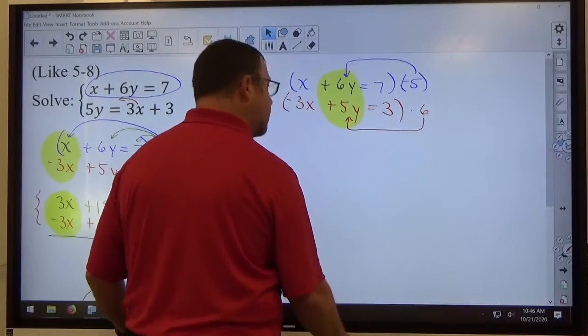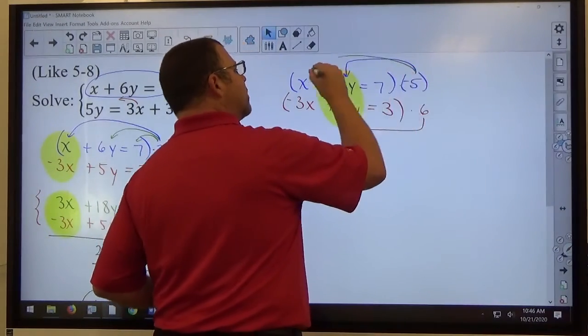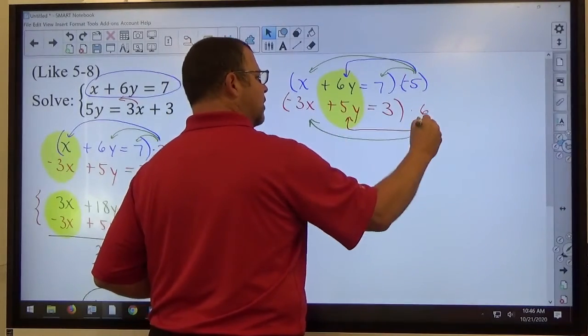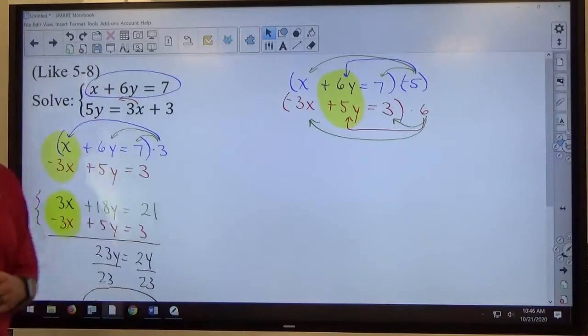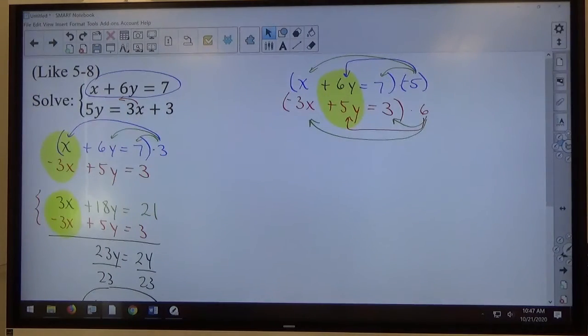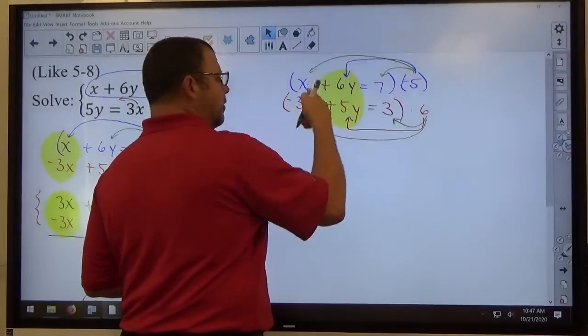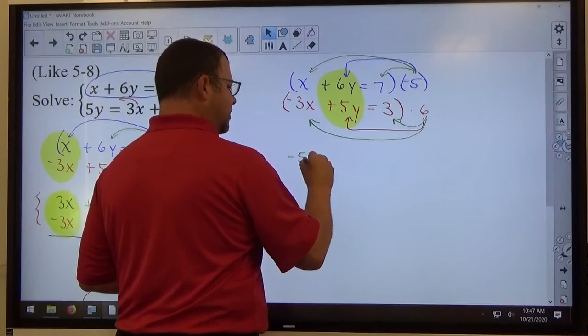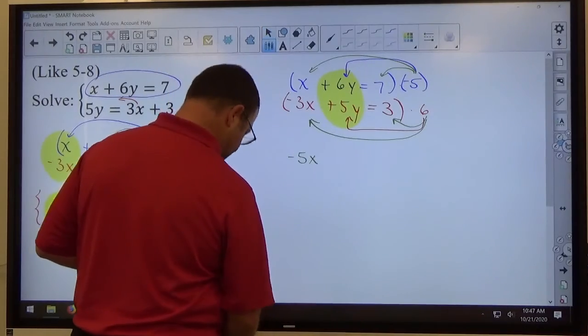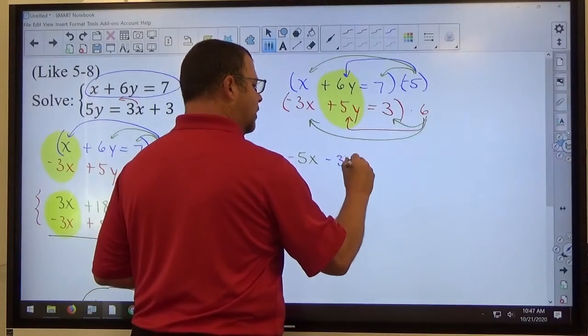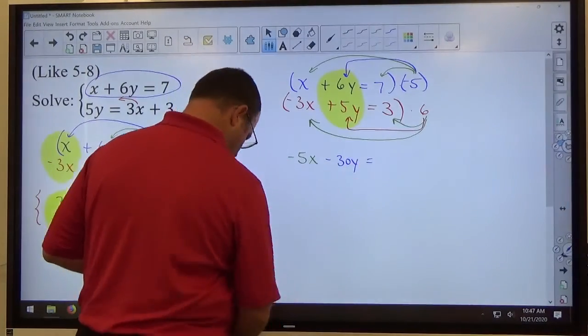The consequences are that I got to multiply this times negative 5, and this times negative 5, and this times positive 6, and this times positive 6. Again, you do what you want to do, but just to account for it by making sure everything gets changed the same way. So on top, negative 5 times x makes negative 5x. Different signs make an opposite. Negative 5 times positive 6y makes negative 30y. Different signs makes a negative.